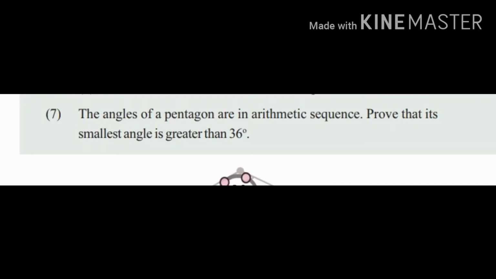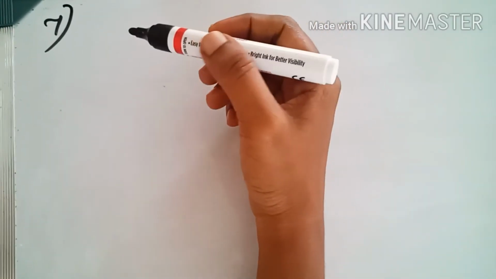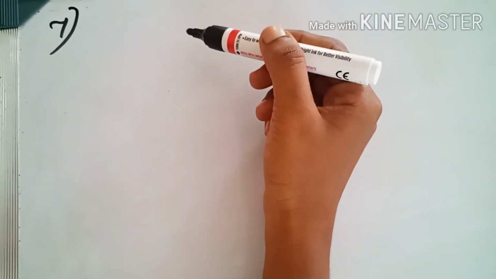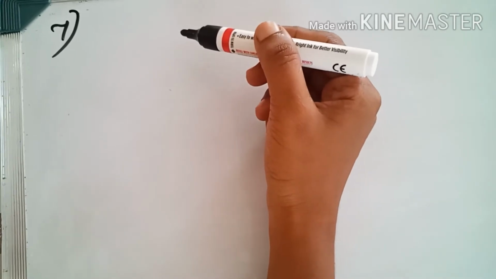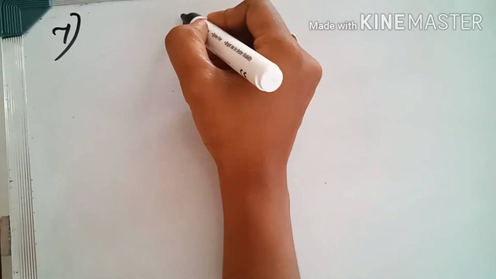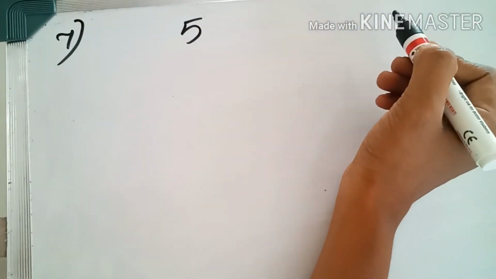Okay. Next question is question number 7. The angles of a pentagon are in arithmetic sequence. Prove that its smallest angle is greater than 36 degrees. Question number 7 is about a pentagon. How many angles does a pentagon have? There will be 5 angles for a pentagon.